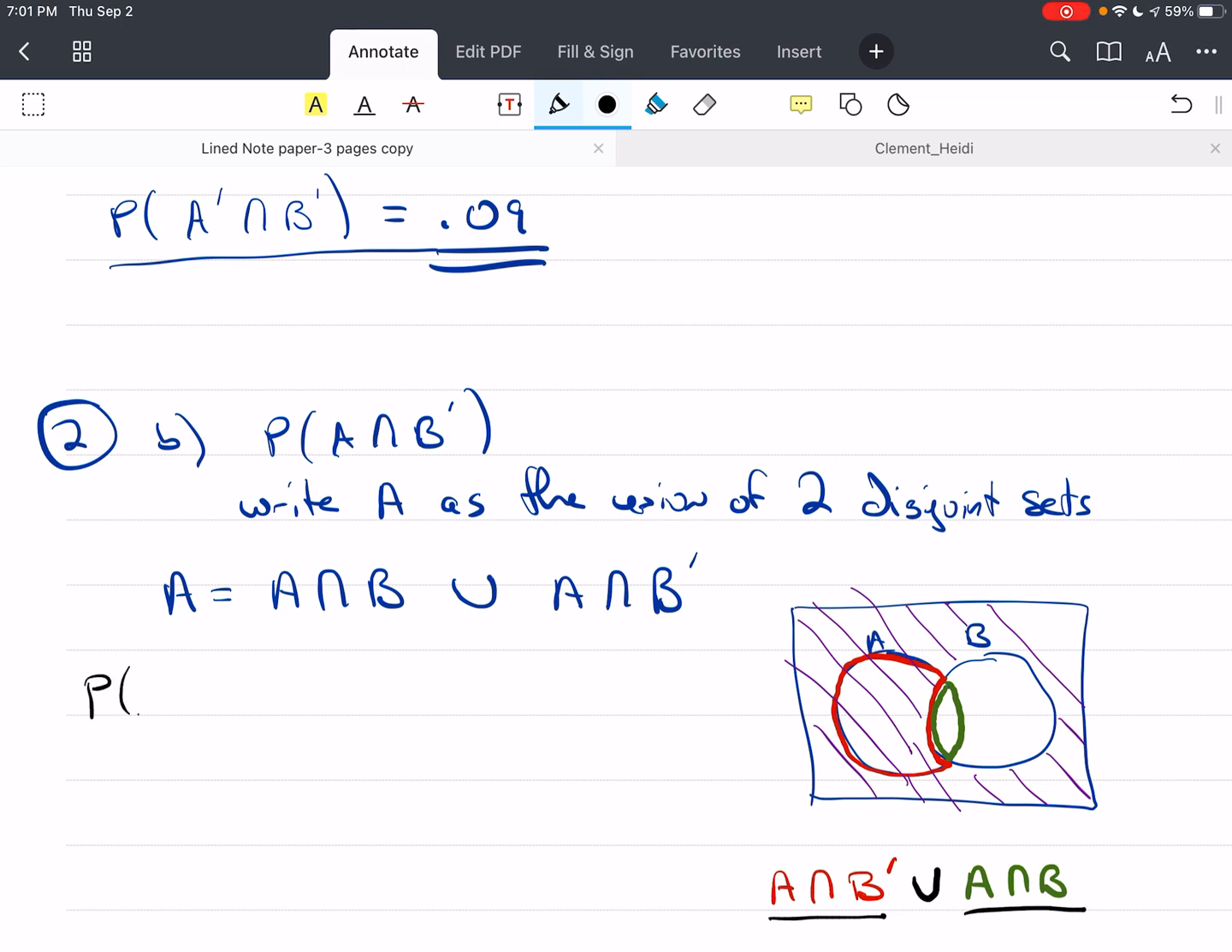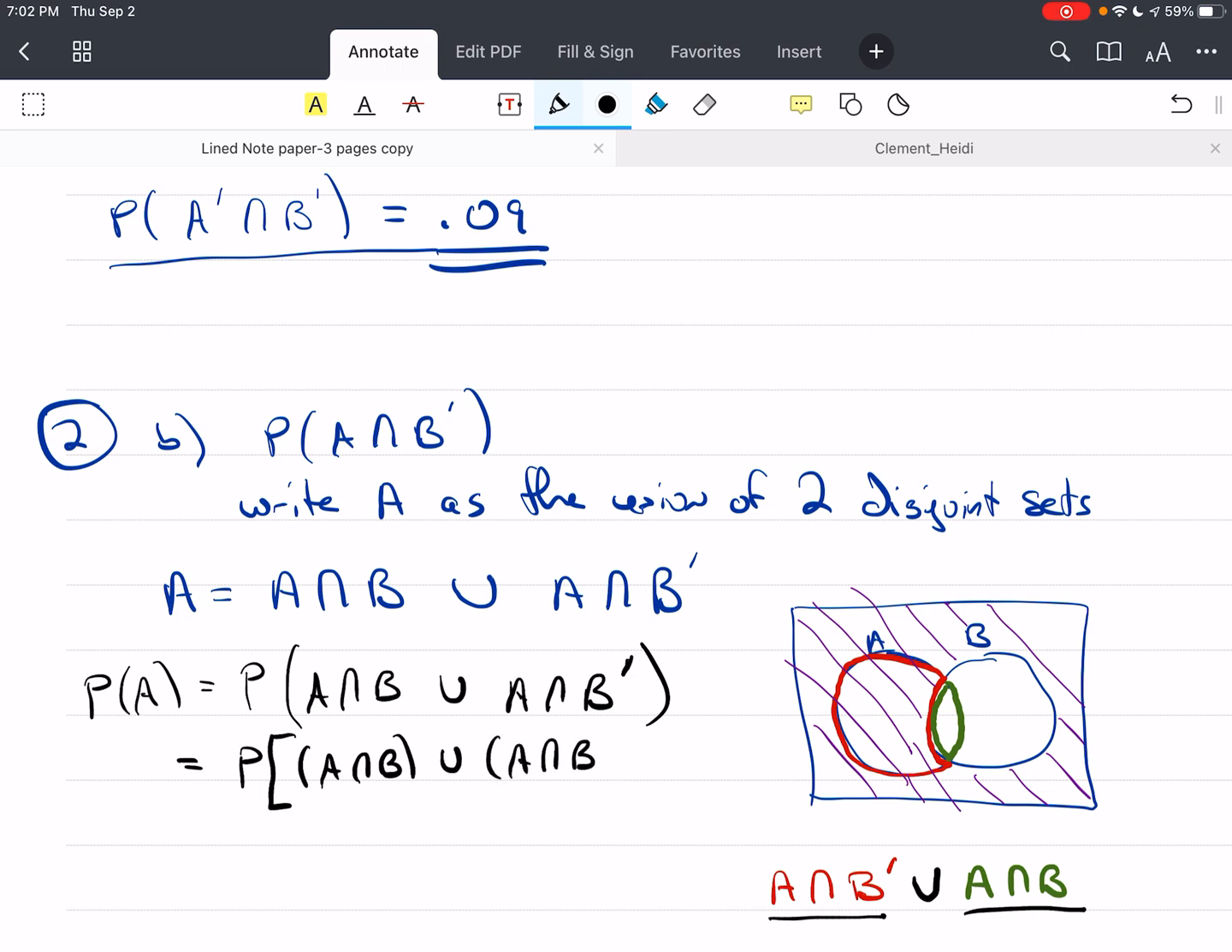So if I take the probability of A, that's equal to the probability of A and B union A and B not, or complement. And remember that I can group this if I like. Okay. And because I see that these are disjoint now, by the second axiom, the probability of the union of two disjoint sets is the sum of their probabilities. Probability of A and B plus the probability of A and not B.